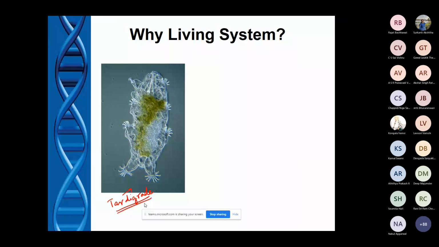But when the weather is suitable, you have water, comfortable weather, this animal will start working again, right? This is called anhydrobiosis. So without water, somehow they can protect their information, what is present inside the cell. They can preserve their chemical content inside the body for years after years, more than 100 years. Now, if we can learn this thing, that will be a huge help for us.